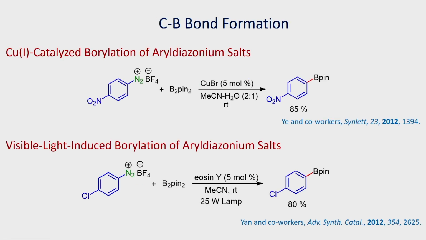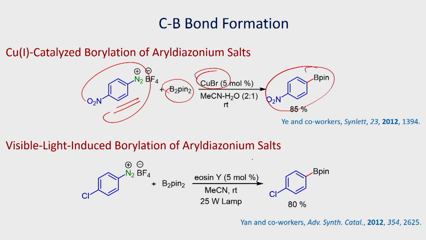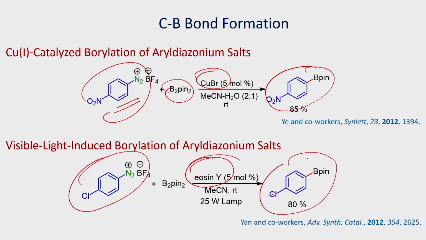So far we have seen the CC coupled product. Now let us look at the coupling of boron derivatives. Here the reaction of this diazonium salt with this phenol chalporine can be coupled using copper bromide to give this derivative. Similarly, here the reaction of this diazonium salt has been shown using this eosin dye, which involves a photocatalytic reaction. In this way also you will get the CB coupled product. These are important starting materials for cross coupling reactions.